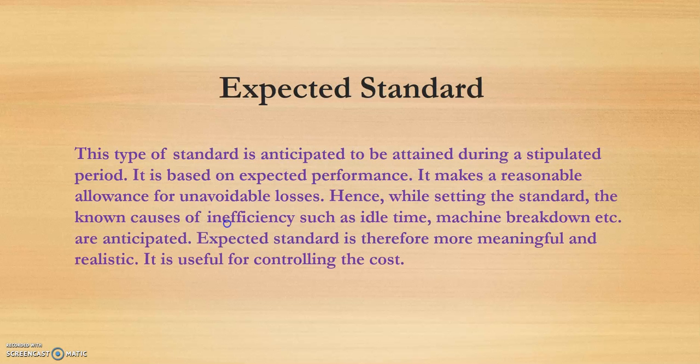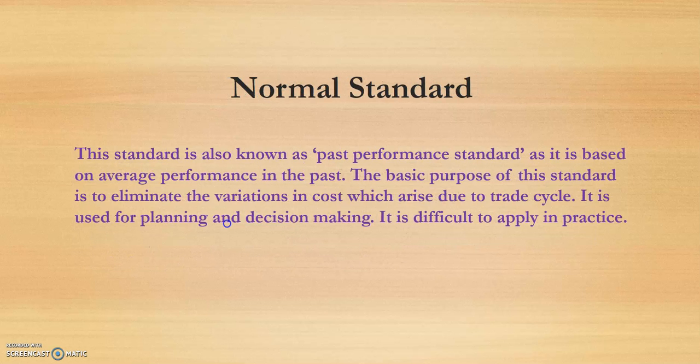Second, expected standard. This standard is anticipated to be attained during a stipulated period. It is based on expected performance. It makes a reasonable allowance for unavoidable losses. Hence, while setting the standard, the known causes of inefficiency such as idle time, machine breakdown, etc. are anticipated. Expected standard is therefore more meaningful and realistic. It is useful for controlling the cost.